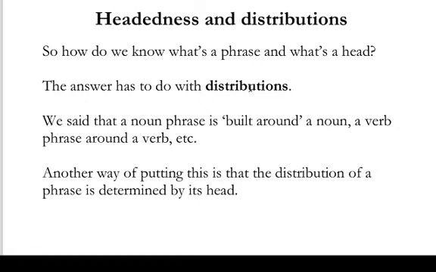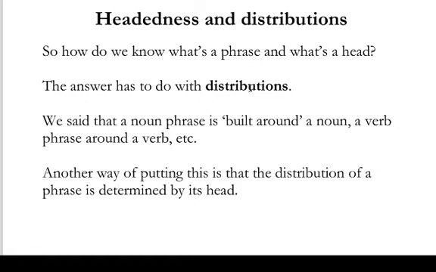And another way of putting this in terms of distributions, where distribution here just means, hey, where do these different elements occur in the set of all grammatical English sentences? And so the distribution of a phrase. The claim here is going to be that the distribution of where noun phrases can occur and can't occur is determined by its head, by the head noun that the noun phrase is built around. Right? So this is why we have headedness in syntax.